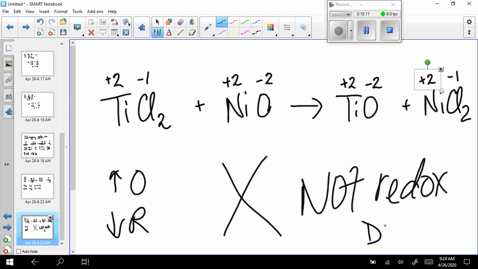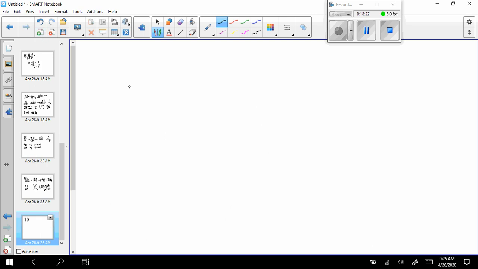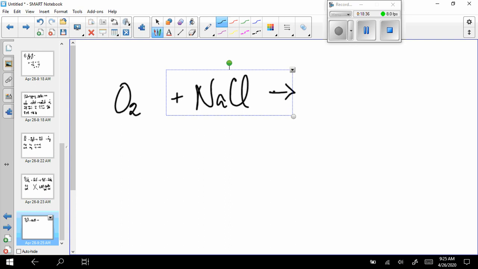So double replacement reactions are not redox reactions ever because the charges don't change. But single replacement reactions always are. So let's do a single replacement reaction with a non-metal like oxygen. So if I have oxygen and salt, let's say, the oxygen is going to go with the Na because Na is positive, so I would go with the Cl. Cl is negative. So I know Na is a +1 and O is a -2, so it would be Na2O.